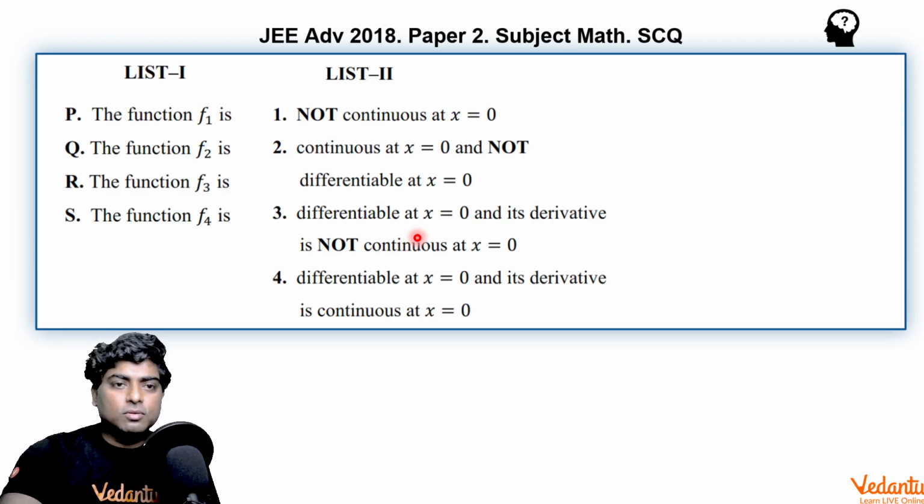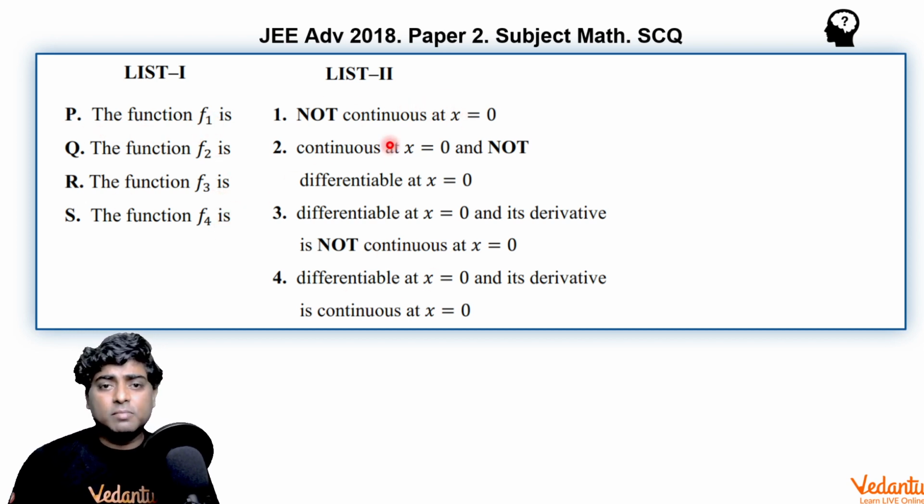And if you go further, there are two lists given. In List 1 there are four choices: f1, f2, f3, f4. In List 2 there are certain properties mentioned related to continuity and differentiability. Not continuous, continuous but not differentiable. Differentiable and its derivative is not continuous. Differentiable and derivative is also continuous. So we'll see which function will match to which property, which will exhibit which property.